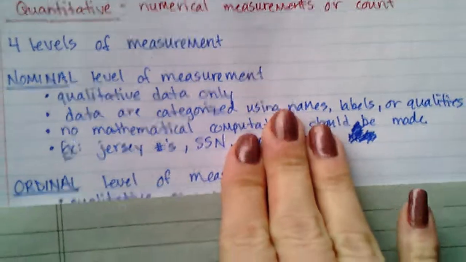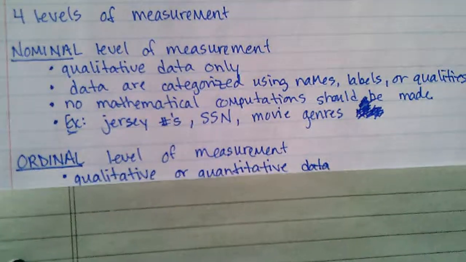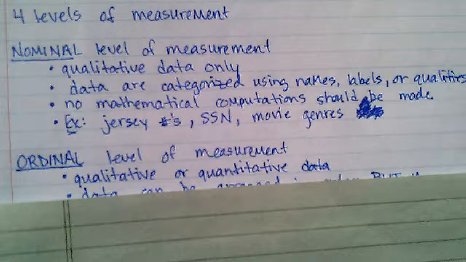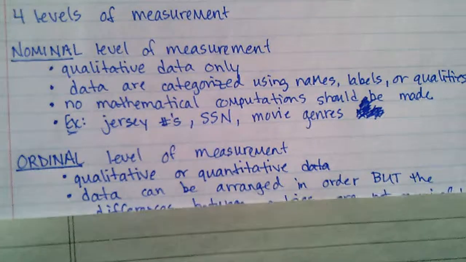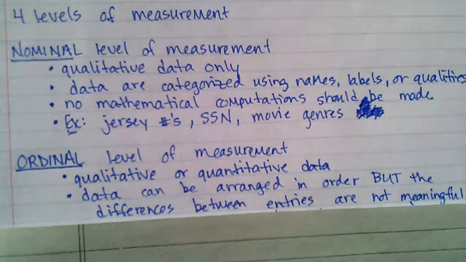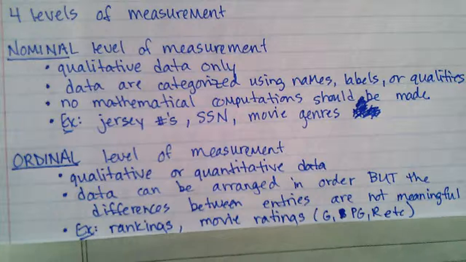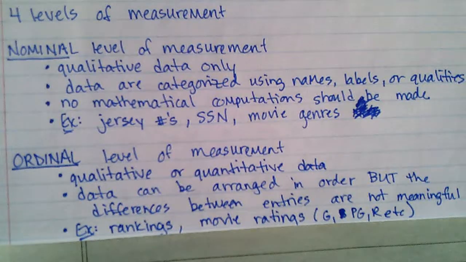The next level of measurement is the ordinal level. And we can have data that is qualitative or quantitative used at the ordinal level of measurement. This data can be arranged in order, but the differences between entries is not meaningful. So I could put things in order, like, for example, rankings. So if I wanted to look at somebody who was ranked number 1 versus someone who's ranked number 5, the difference between their rankings is 4.